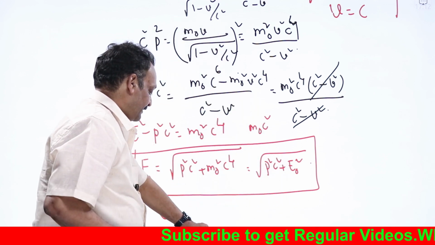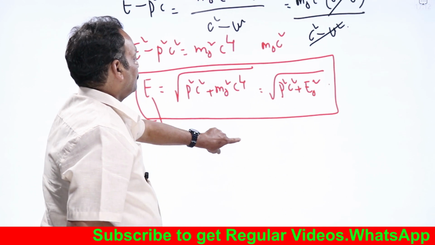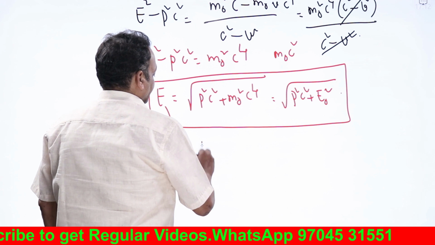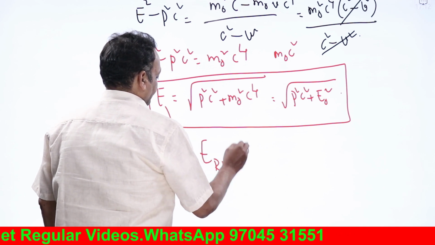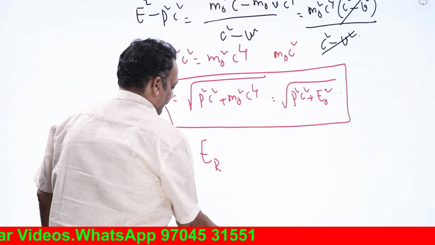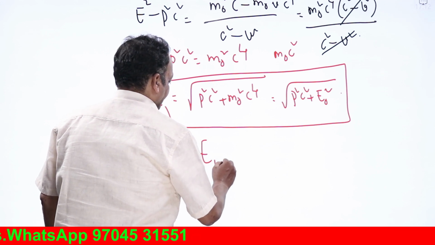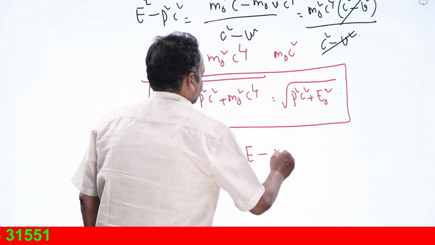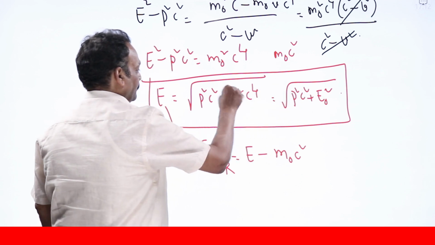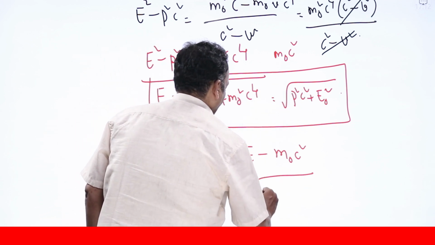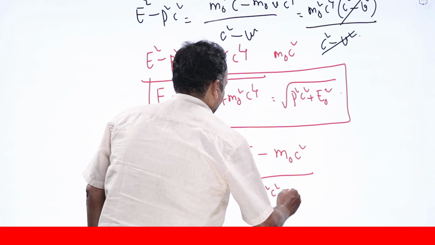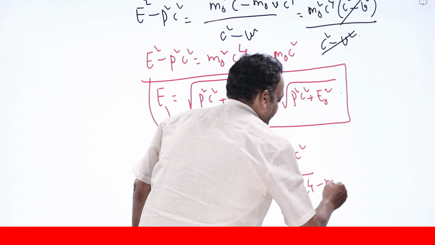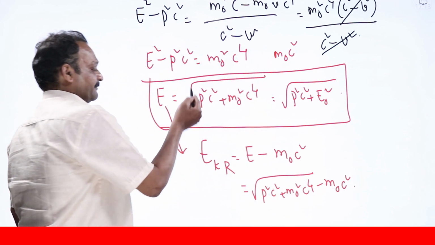What is relativistic kinetic energy? From the total energy, remove its rest mass energy. That is relativistic kinetic energy, E_KR, meaning kinetic energy. Relativistic kinetic energy is total energy minus rest mass energy m naught c square, that is, under root p square c square plus m naught square c to the power 4, minus m naught c square.